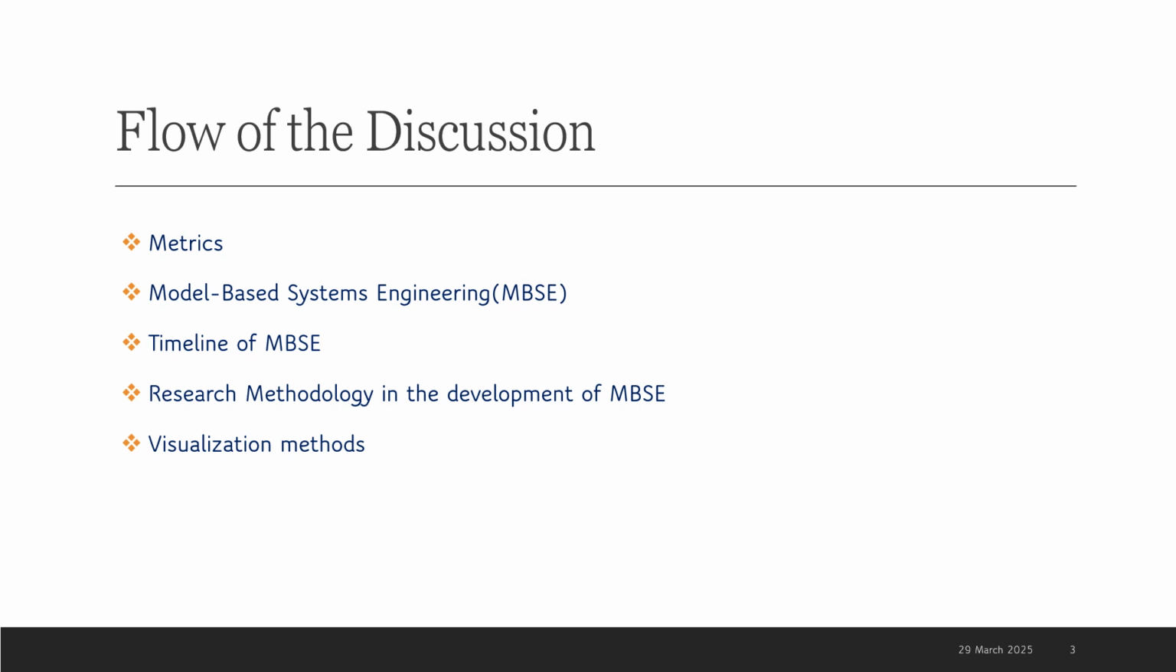Let's take a look at the flow of today's discussion. We'll begin by understanding the key metrics used in bibliometrics, followed by an overview of different types of metrics used to assess the quality of publications, followed by model-based systems engineering, its timeline, research methodology, and visualization methods.